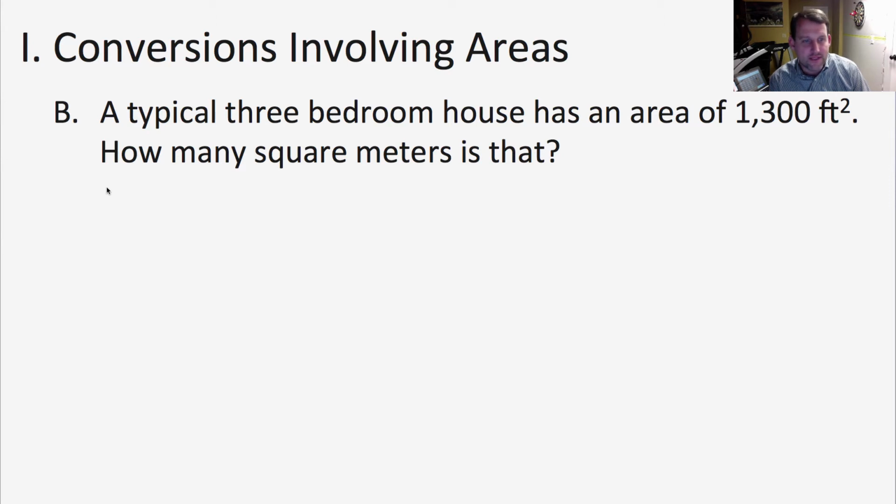So we start as always the same way. So we start by writing down what we have, 1,300 square feet over 1. Now, to get to meters, we're going to have to go in a few different steps. We don't have a feet to meters conversion. We do, however, have a feet to inches. And then we can go inches to centimeters, and then centimeters to meters. So it's going to take us 3 steps to get there.